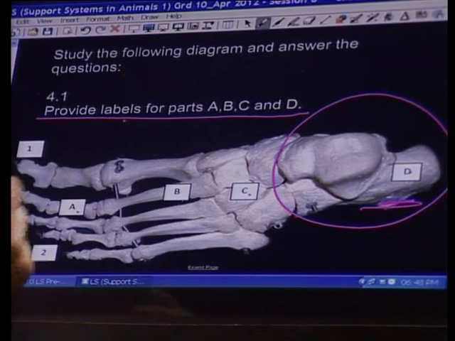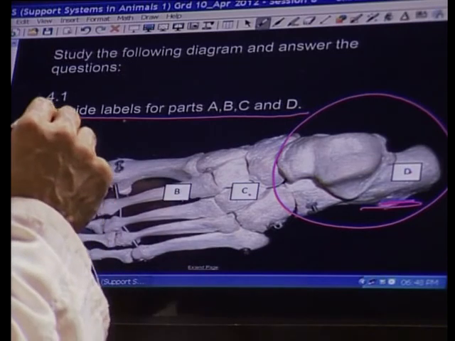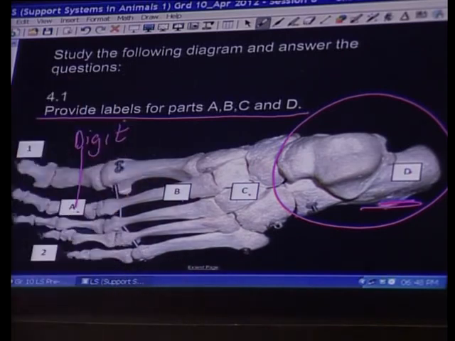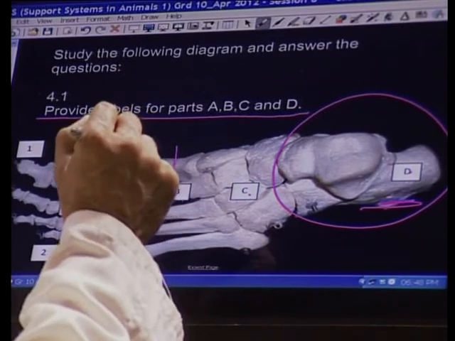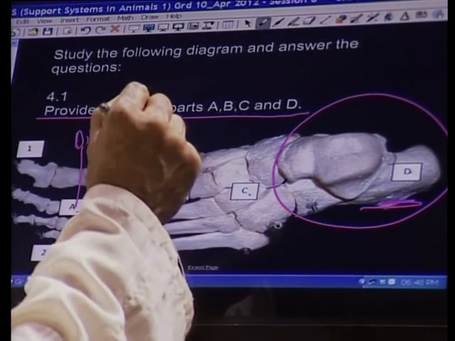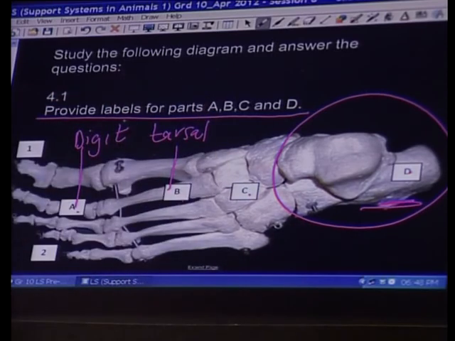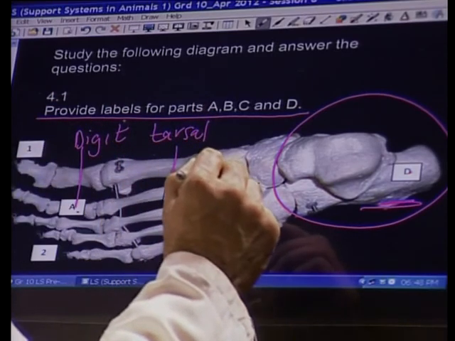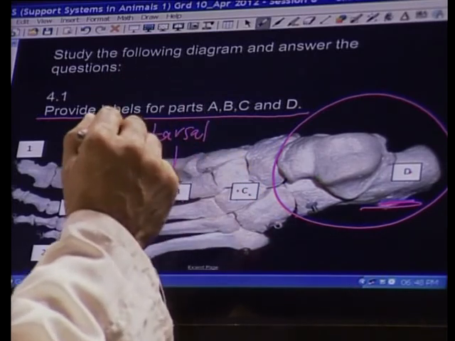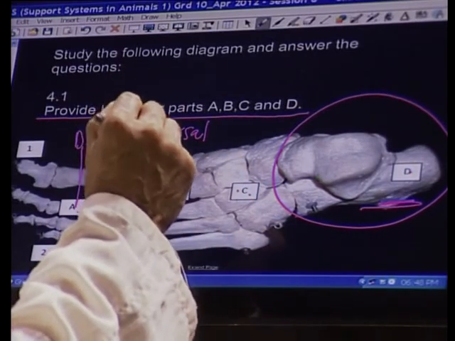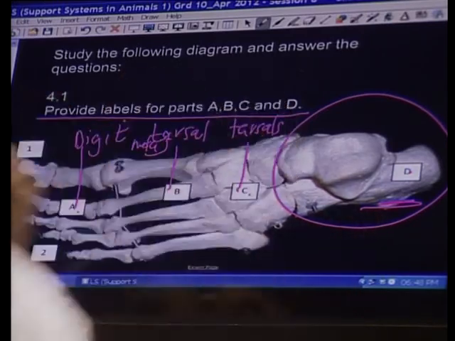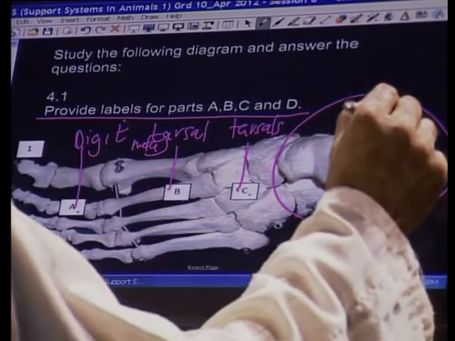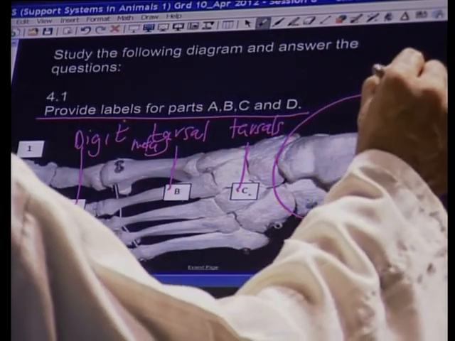So let's look at A first. A is where? In the front end. So A would be a digit. B would be a T for toe, T for tarsal. B would be metatarsal. Sorry about that. C would be the tarsals. And D would be the calcaneum.